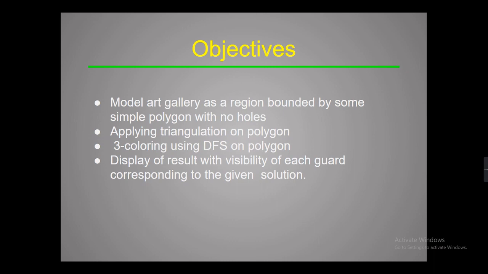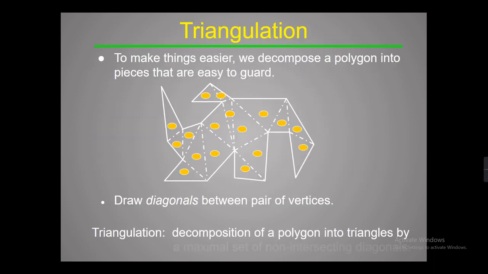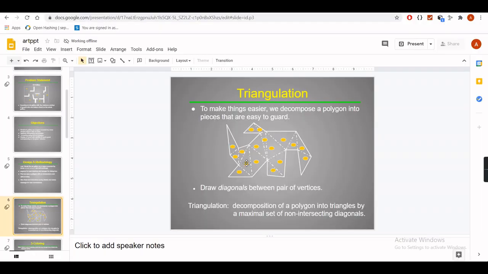So when Fisk's proof came out, he talked about how we should decompose the polygon into triangles to make things easier, so that we can set a guard in each of these so-called triangles. So that would make things quite easier. Yeah, this is the triangulation that we are talking about.